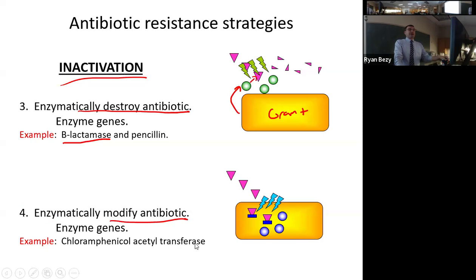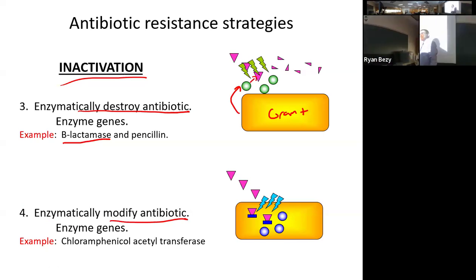Transfer something. Oh, you read them backwards. What's the ASE ending mean? An enzyme that transfers an acetyl group onto chloramphenicol.